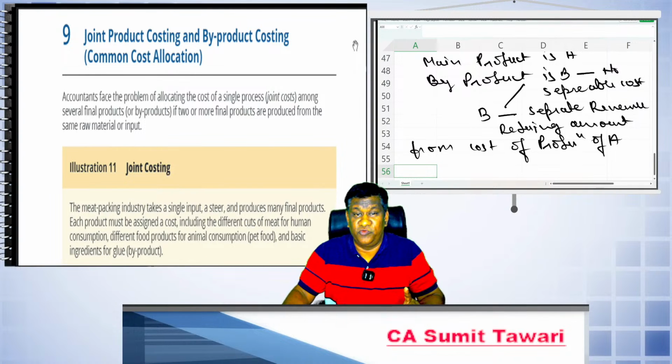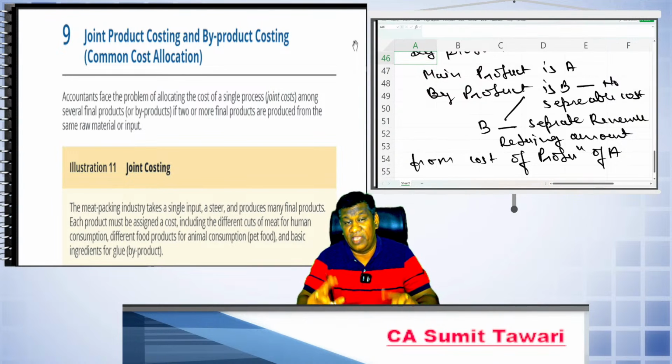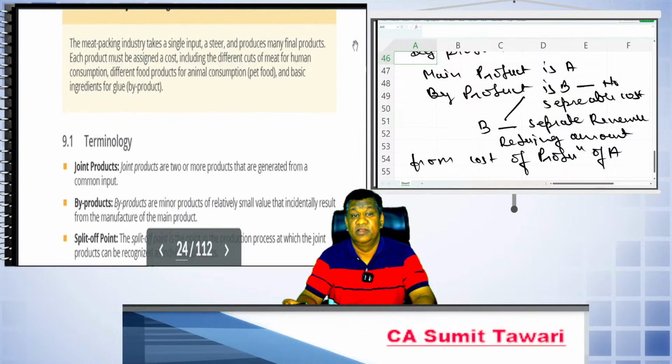So in joint cost, what happens? We are calculating the cost of production for both the products. In byproduct, what happens? We are reducing whatever amount is received by selling the byproduct B, and that amount we consider as a recovery from the cost of production of A. So we are calculating only the cost of production of the primary product in case of the byproduct.